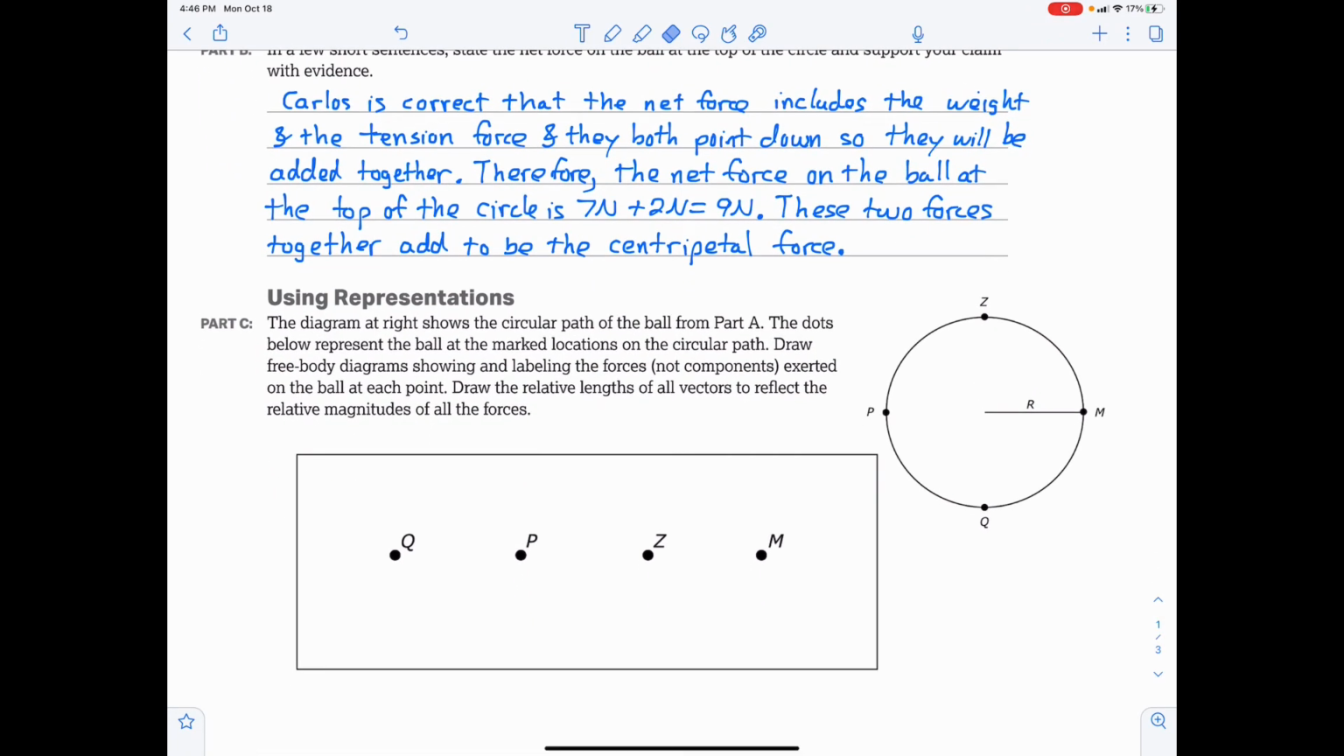Part C, the diagram to the right shows the circular path of the ball from Part A. The dots below represent the ball at marked locations on the circular path. Draw on the free body diagram showing and labeling the forces, not components, exerted on the ball at each point. Draw the relative lengths of all vectors to reflect the relative magnitudes of all forces.